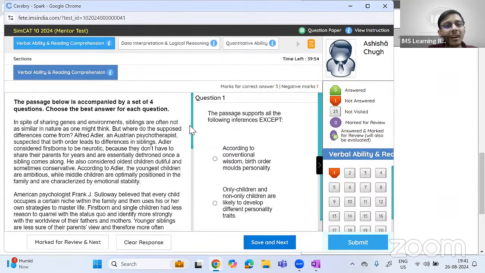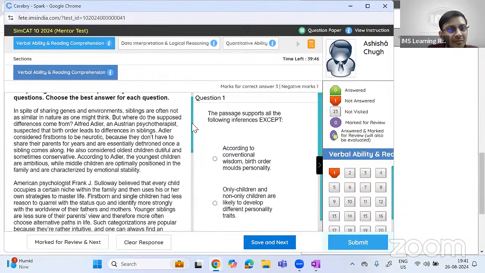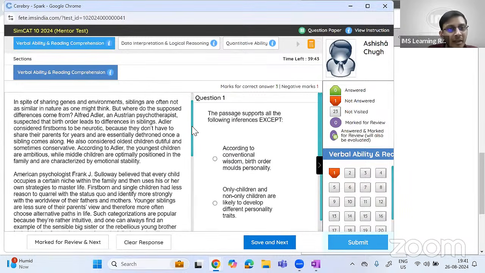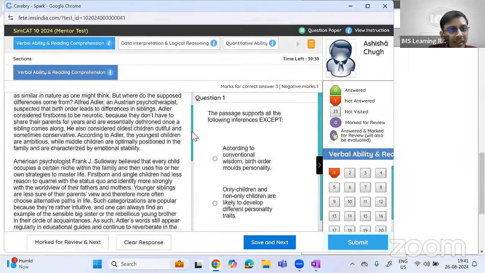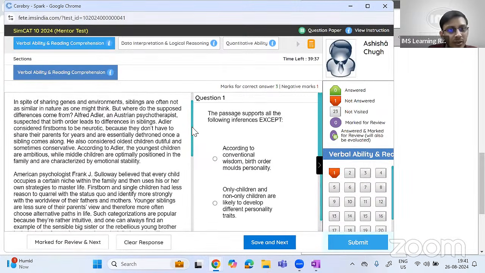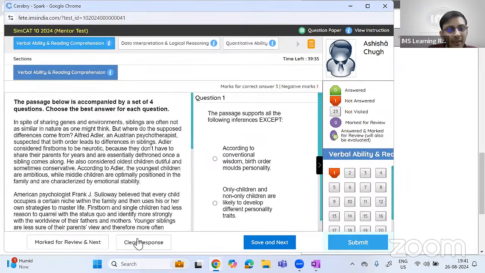So in VRC, I normally start off with the RCs. I solve at least 3 RCs, then I move on to VA. So let's see this one. In spite of sharing genes and environment, siblings are not as similar in nature. Supposed difference, something about ecotherapy. I have an idea about this passage.